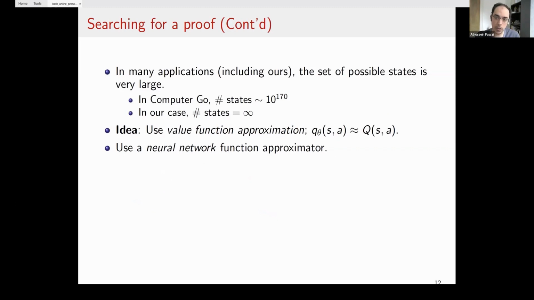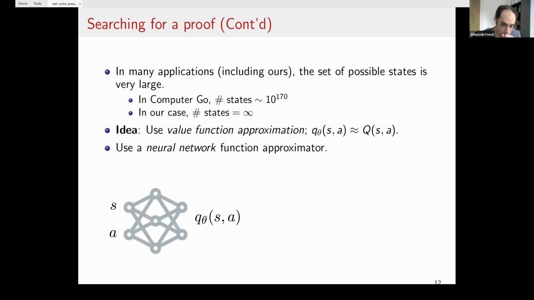Obviously we'll not be able to tabulate all possible states and actions. So instead we'll use a value function approximation. We're going to parameterize our Q value function using a neural network, and that's basically it. We take as input the state and action, and the neural network tells us how good is this state and action.